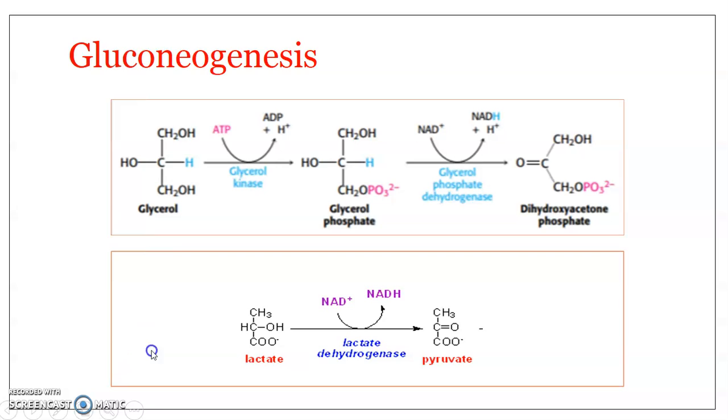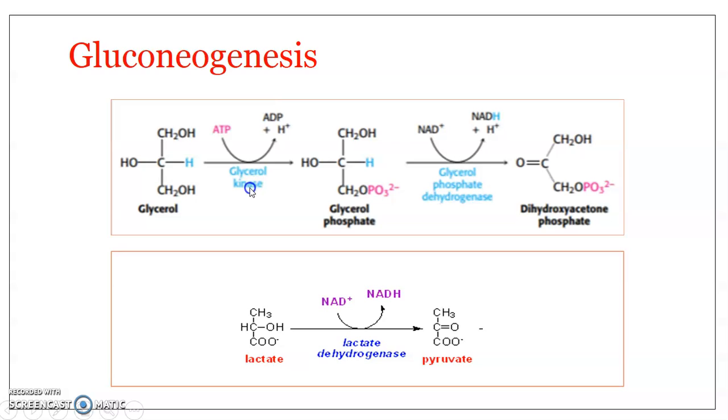Okay, from glycerol, if we see, glycerol is actually liberated in the adipose tissue during the hydrolysis of fats. That is, triglycerides, when they are hydrolyzed, they produce fatty acids and glycerol. But this glycerol can be subjected to gluconeogenesis only when it is transported to the liver or kidney, because the enzyme glycerol kinase is present only in the liver and kidney. It is absent in adipose tissue.